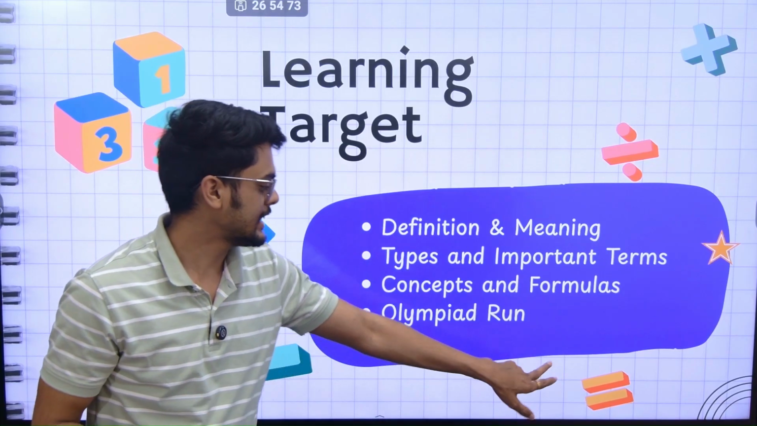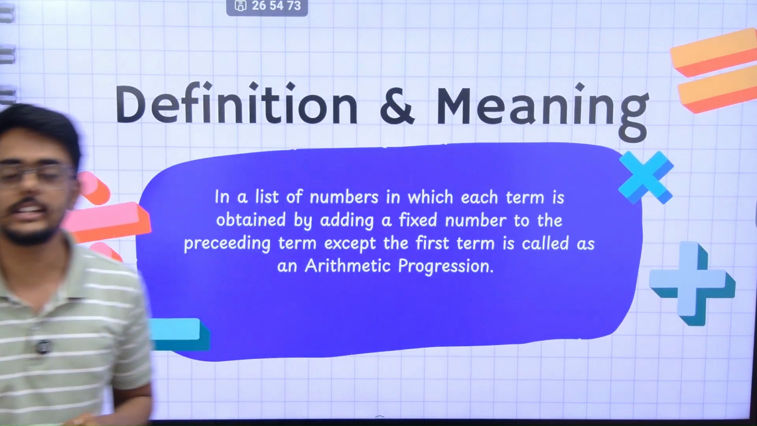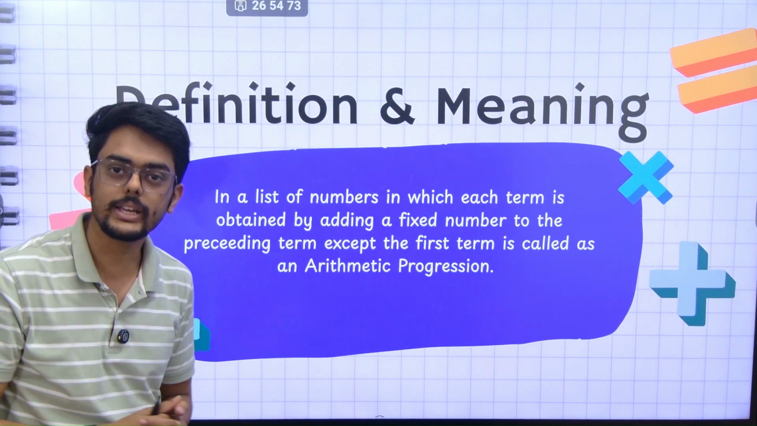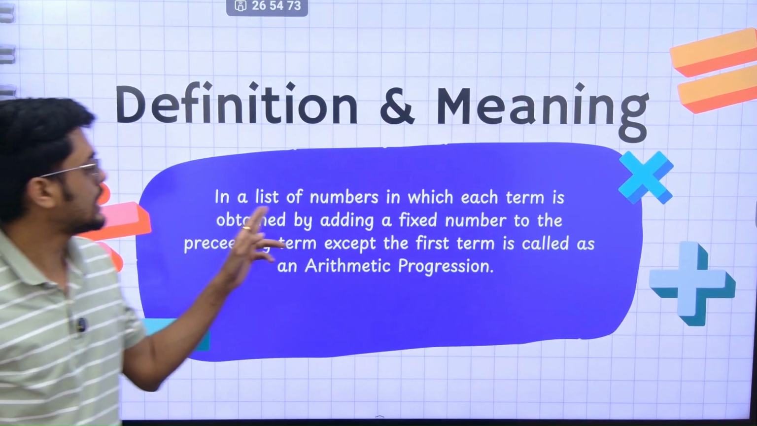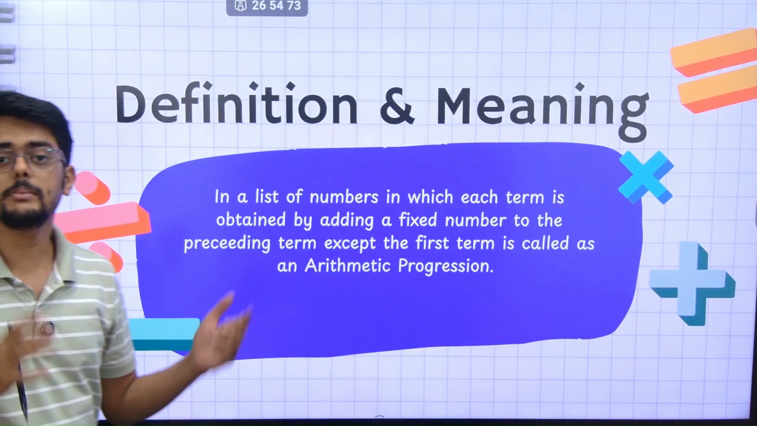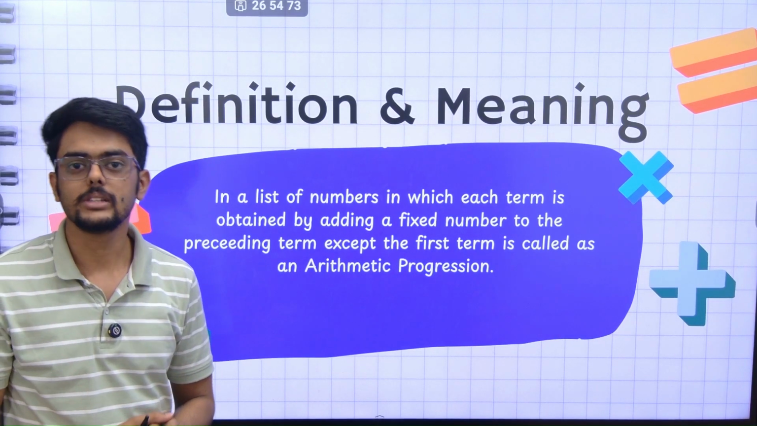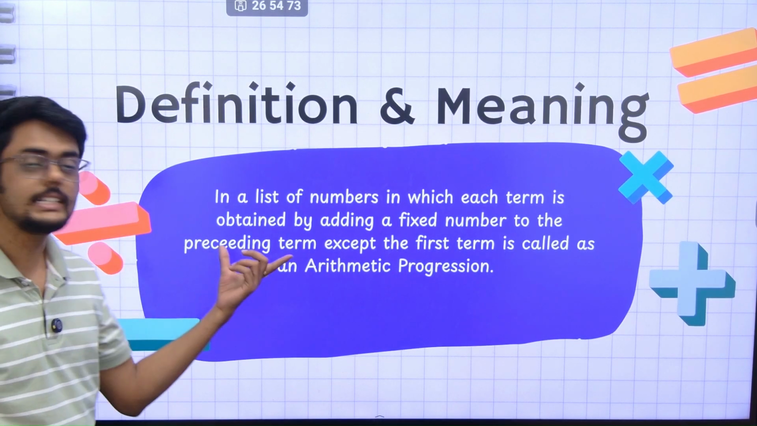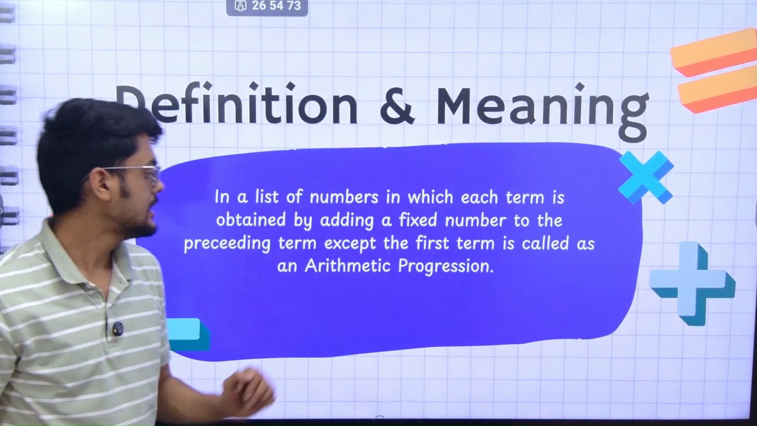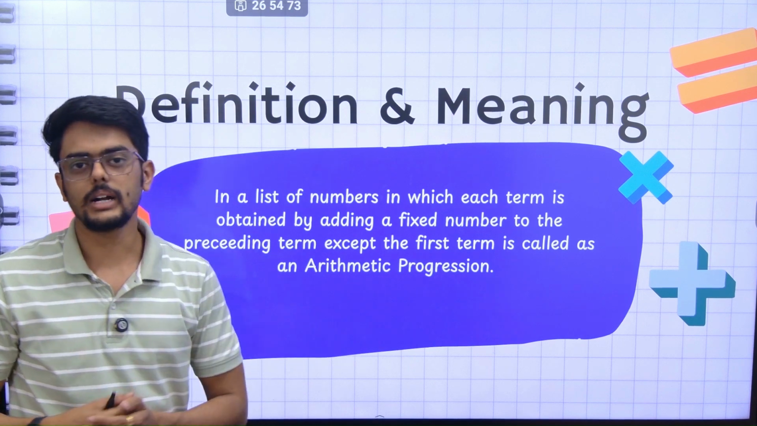Let's look into the definition: what does an arithmetic progression mean? It is a list of numbers in which the terms are obtained by adding a fixed number to the preceding term, except the first term. It is called an arithmetic progression.